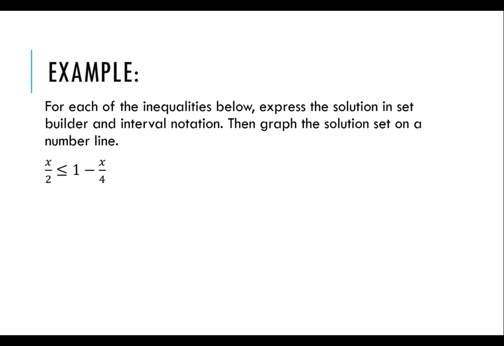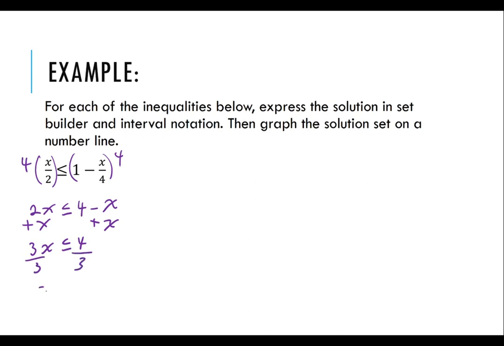Notice that we have some fractions in here, and so if we wanted to find the LCD and multiply everything by the LCD, we could do that. Notice that the LCD is 4, so I can multiply everything by 4. That's going to give me 2x is less than or equal to 4 minus x. Then isolate x, so add x, 3x is less than or equal to 4. Divide by 3, x is less than or equal to 4/3.